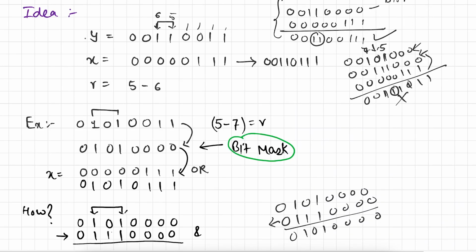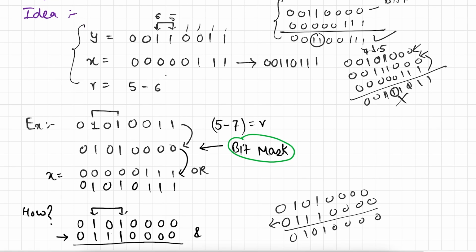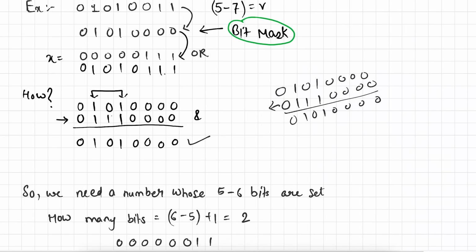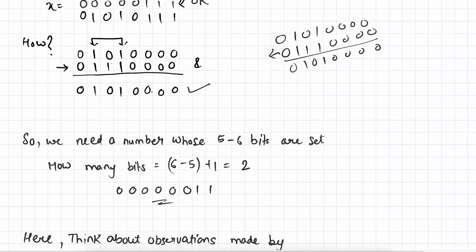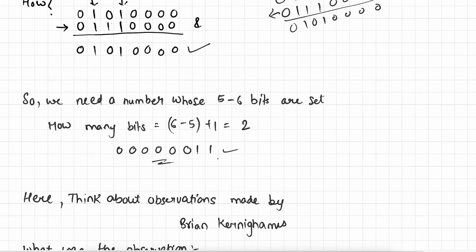Okay, so now if we consider these numbers, we need 2 things. First thing is we need a number whose 2 bits are set, and that bit exists in a range of 5 to 6. So let's keep this range aside as of now and only focus on the number whose 2 bits are set. Okay, so how do we find how many bits we need to be set? We simply do 6 minus 5 plus 1, that is equal to 2. Means from range 5 to 6, total number of bits are going to be 2. So we need a number whose 2 bits are set like this, 00000011.